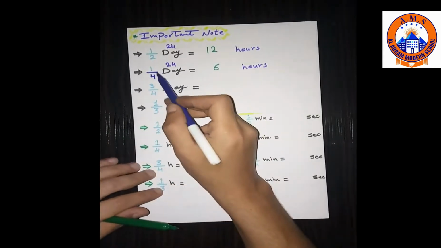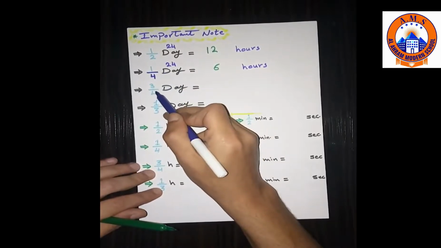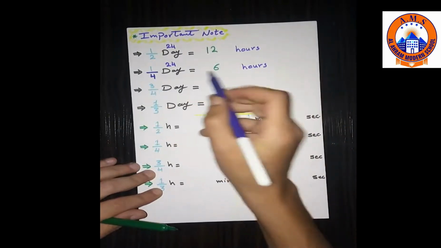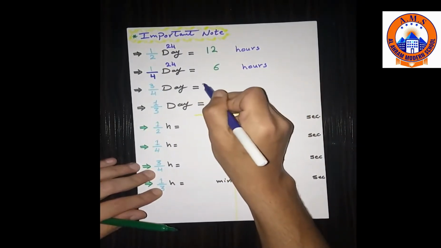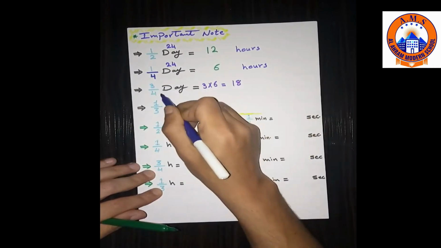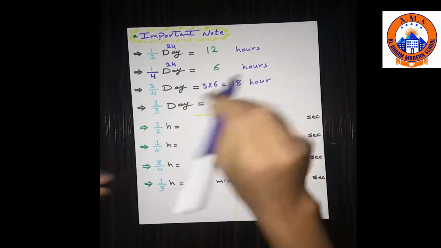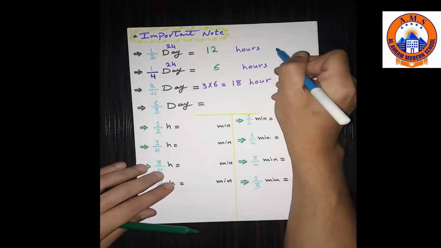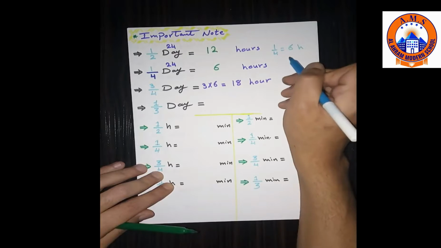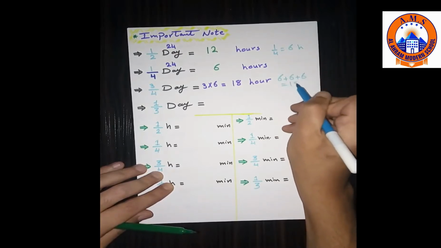If we want not only a quarter, but 3 quarters, so not only 6 hours, we want 3 quarters. So we multiply this 6 by 3, so 3 times 6 equals 18. So 3 quarters of a day equals 18 hours. Or in another way, a quarter equals 6 hours, so if you want 3 quarters, you will add 6 plus 6 plus 6, which equals 18 hours.